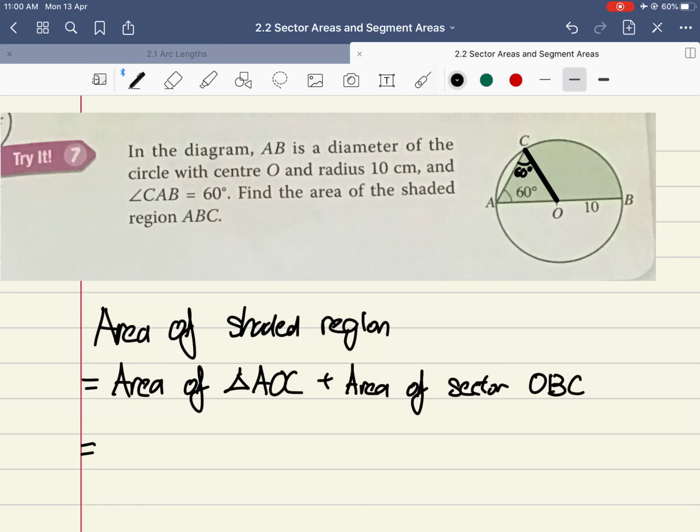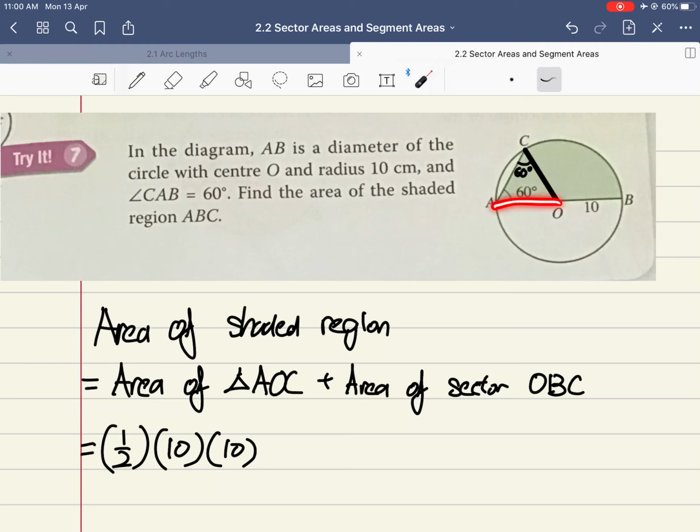OBC. Area of triangle, as we have learned from the previous example, we can use half AB sine theta, so it's half AB, so in this case is 10 times 10. Why 10 times 10? If you just focus back on the diagram itself, OA is equals to OB, so OA is 10. And then OA is the radius, OC is also the radius, this is also 10. So it's half AB times sine of 60 degrees.